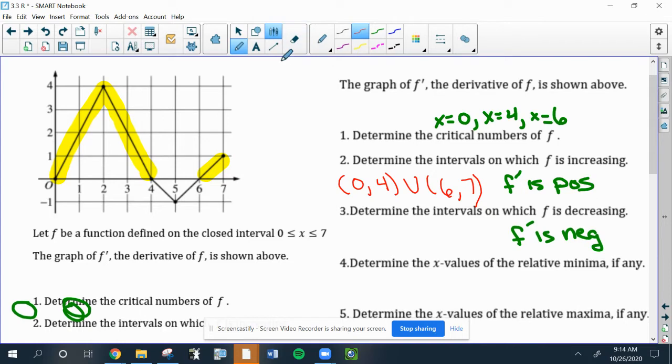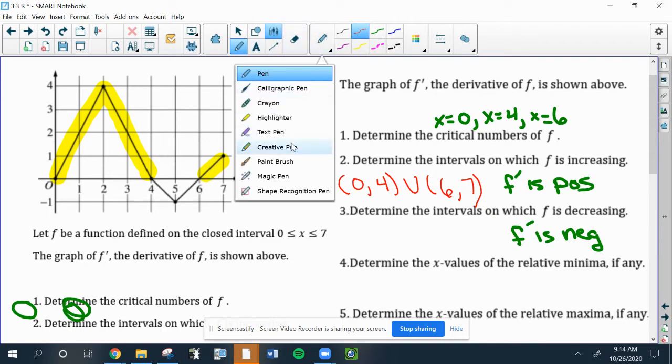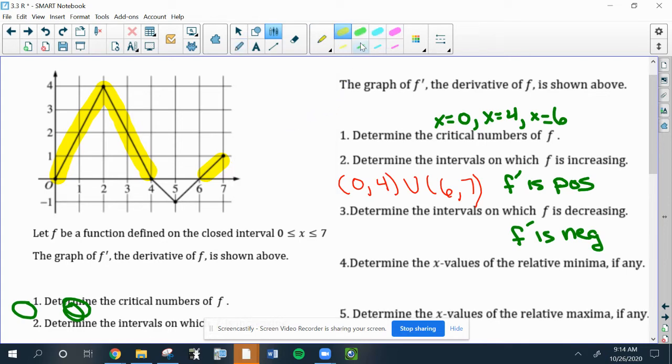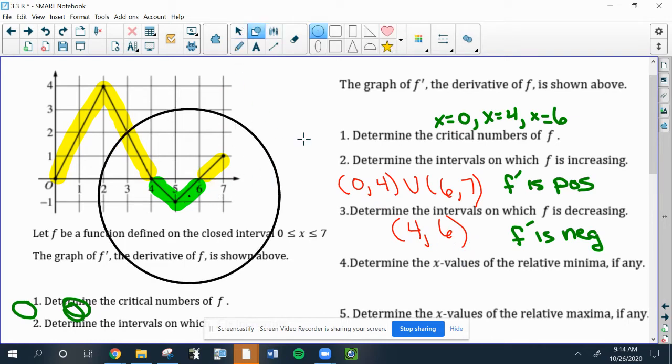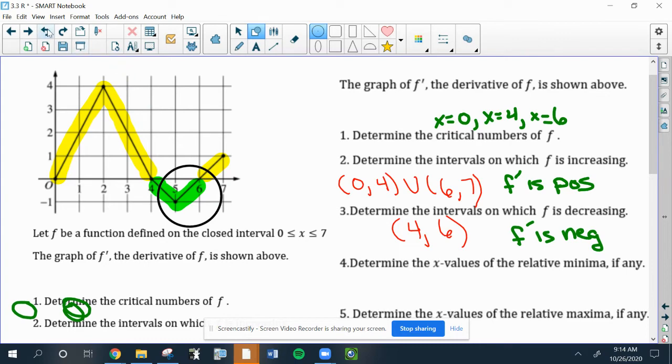F prime is negative where the graph of the derivative is below the x-axis. So you can see that that's really the rest of it from 4, still negative, to 6. That's it.